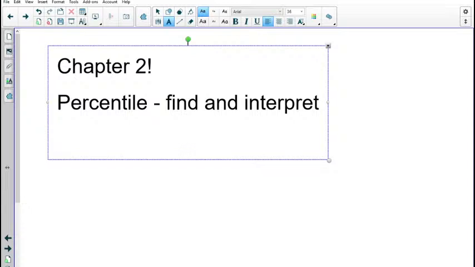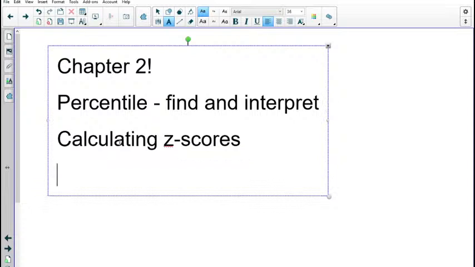Then in that first section, we also talked about z-scores. So if I ask you to get the z-score of a particular value and tell you the mean and standard deviation, it's value minus mean over standard deviation, and you should be able to know that. So calculating z-scores.